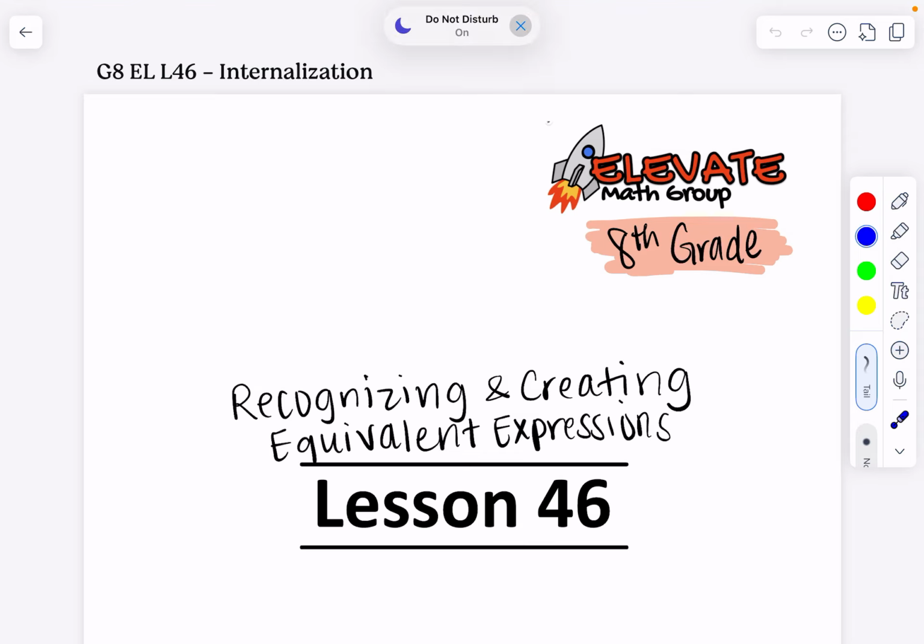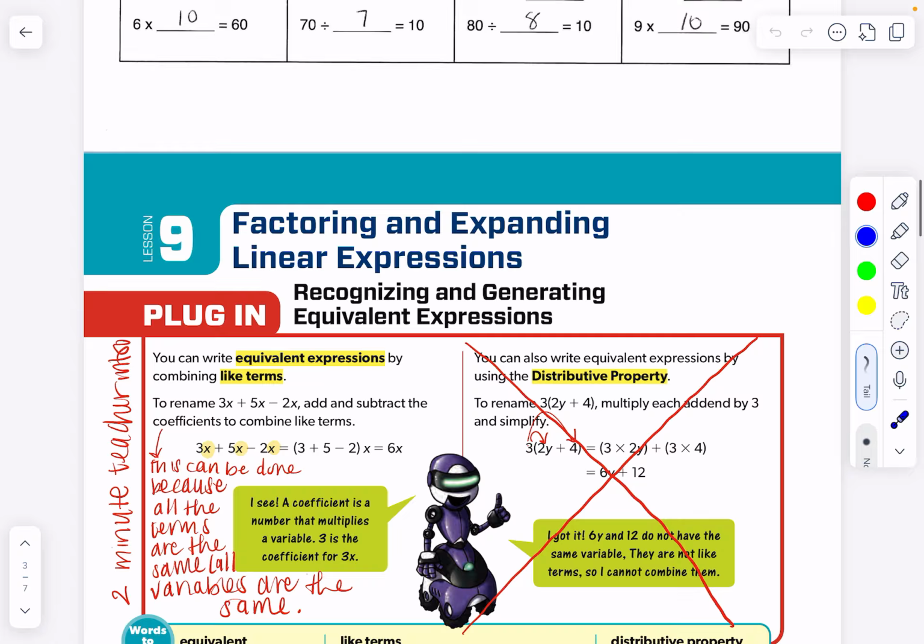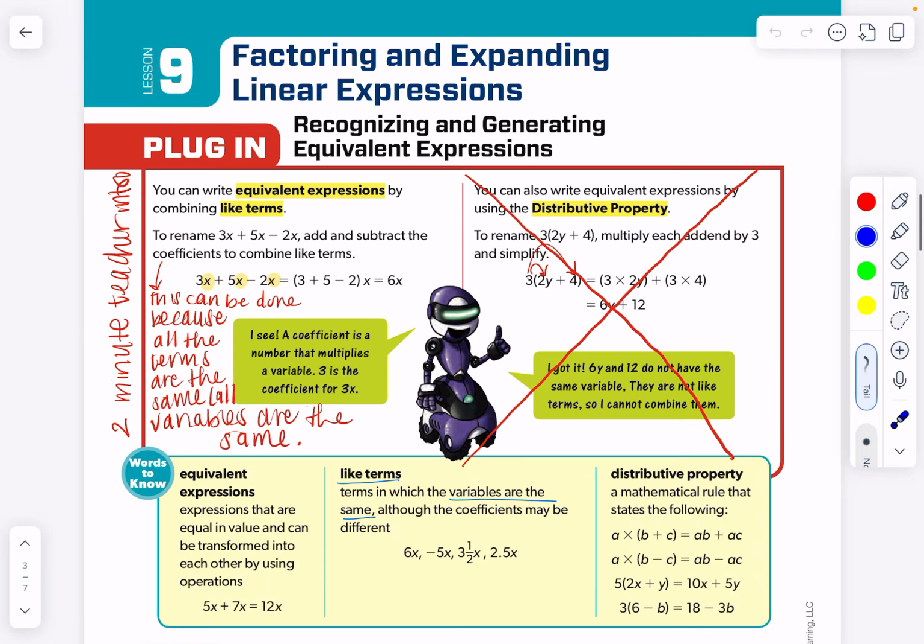Hi everyone, this is 8th grade Elevate, and for lesson 46, students will be recognizing and creating equivalent expressions. So you are going to spend about 2 minutes on this teacher intro here, letting students know that today they will be writing equivalent expressions by combining like terms, right?